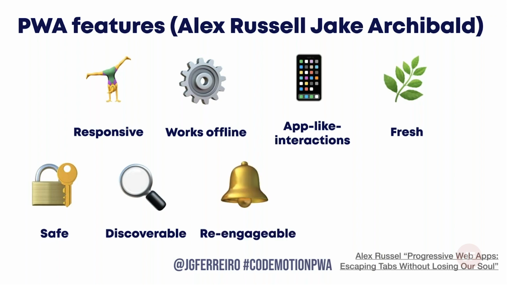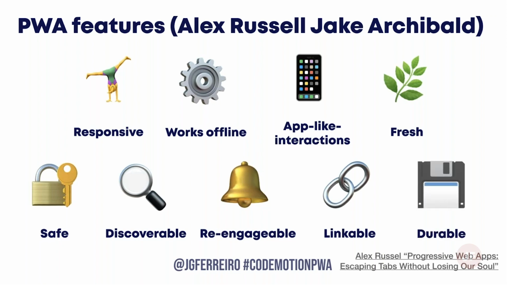Then re-engageable. One of the pain points when you're building a web application is how to make sure our users come back to the application. If you're using Instagram, you're always seeing lots of notifications, and that's part of the business model. With a PWA, you already have this functionality of sending push notifications. Linkable: at the end of the day, it's a web URL, so you can just share that link. And durable: what mechanisms do we have to save data from the user and persist that information? That's why there are things like IndexedDB, or offline mode where you cache different resources.